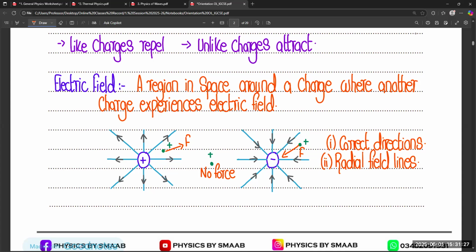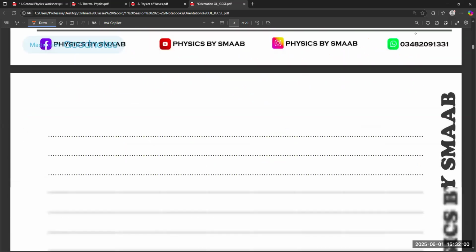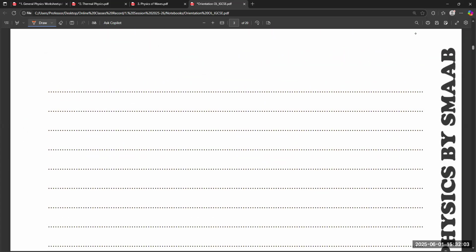Any question? It's going to be the same thing, like charges repel and unlike attract. Yes, but in the diagram form, not in the theoretical form. We know the theory of how it repels and how it attracts, but we don't know the pattern of the field lines. So, for example, let's consider the field line pattern for the like charges first.